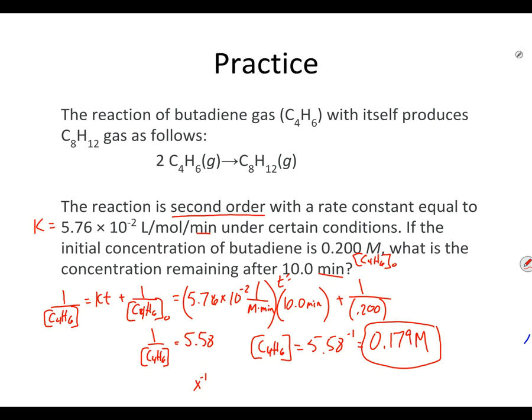And again, that makes sense. We've had some time go by. It should be less than our initial concentration. And that's how you work with the second order integrated rate law.